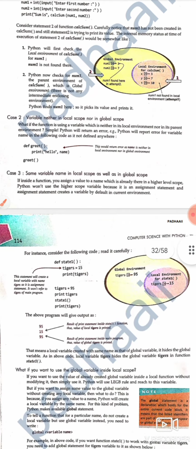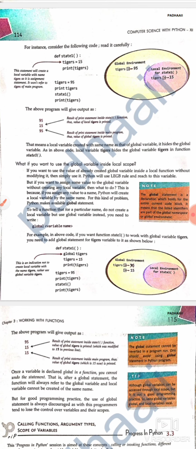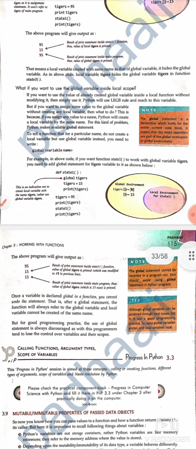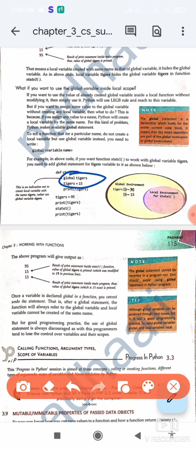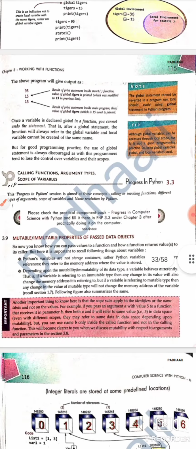Next, a variable name in local space as well as in global space. It might exist in both cases. If inside a function I want a local variable to be global, I add the global keyword in front of it. For example, global tigers inside the function definition: if I want tigers to be accessible even outside, I make it global by adding the keyword global in front of it.